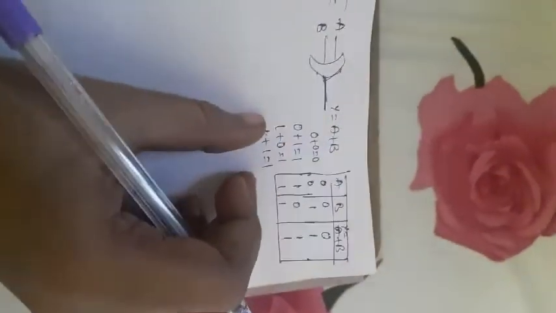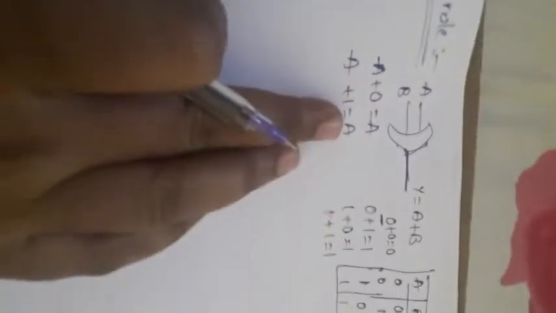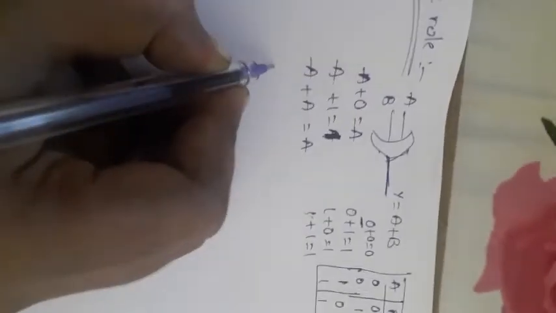By using these values we can implement the OR rule in the form of a variable. In the place of 0 I am taking one variable, that is A. A plus 0 is equal to A. Next, A plus 1 is equal to 1. I will explain how to get that also, but first we'll see the remaining rules. A plus A is equal to A.